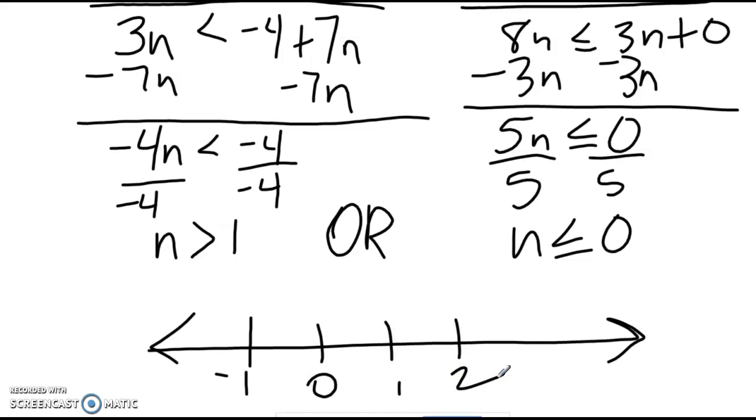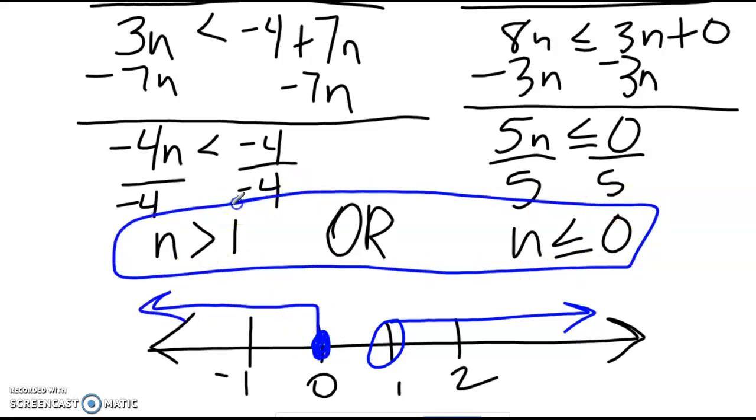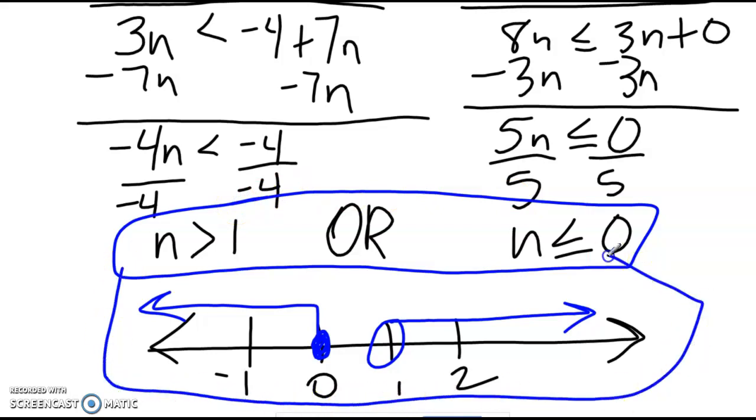N greater than 1, Jarrett. What am I doing? Open circle. In which direction? Left. For greater than 1. Right. Right, correct. So we're looking at numbers greater than 1. 2 is greater than 1. 3 is greater than 1. Then the other one, n is less than or equal to 0. Nolan, what do we do? And to the left. There we go. So that's our inequality. And there's the graph for our solution.